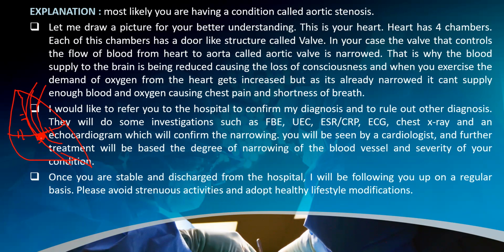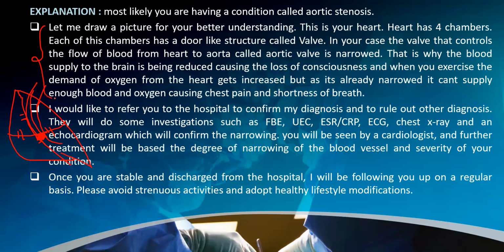Now that your aortic valve is most likely narrowed, the blood supply is also getting reduced from your heart to your brain. Now, when you are doing exercise or exertion, your brain is not getting enough blood supply, and that's why you are getting this loss of consciousness. And also, when you exercise, the demand of oxygen from your heart gets increased. But because it's already narrowed, it cannot supply enough blood and oxygen, and that's the reason you get this pain and shortness of breath, mainly during exertion.